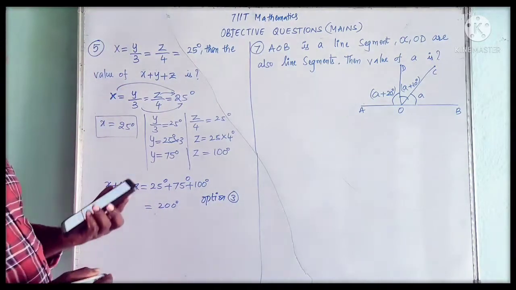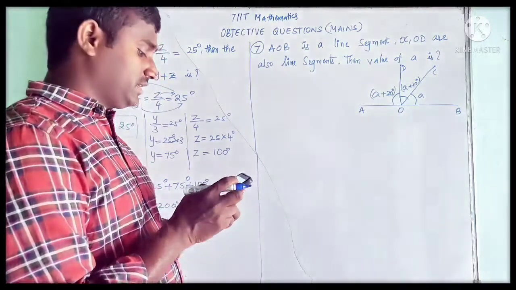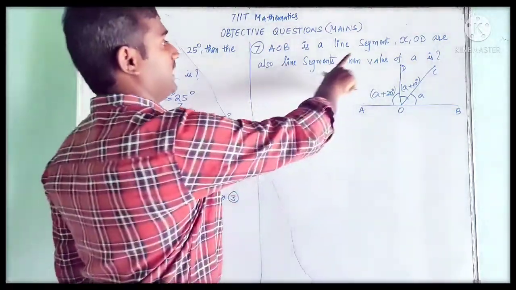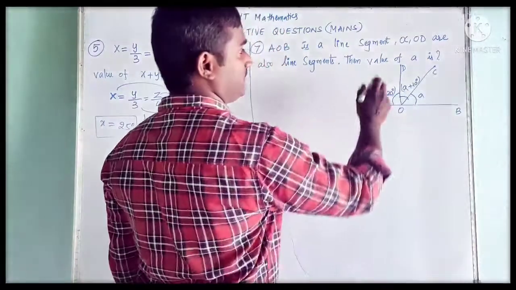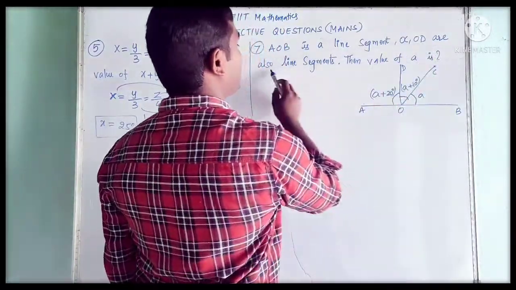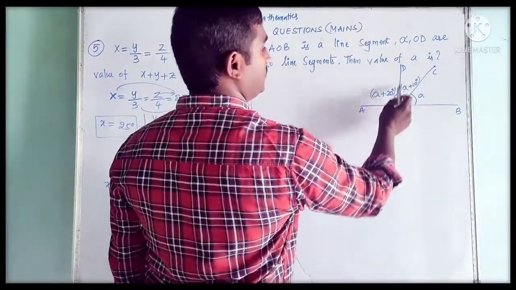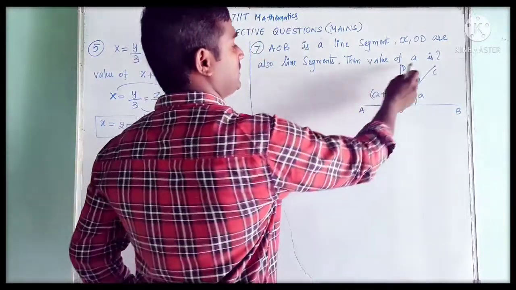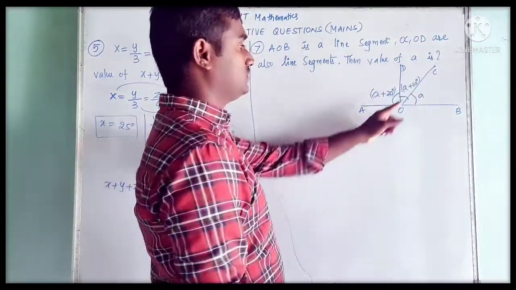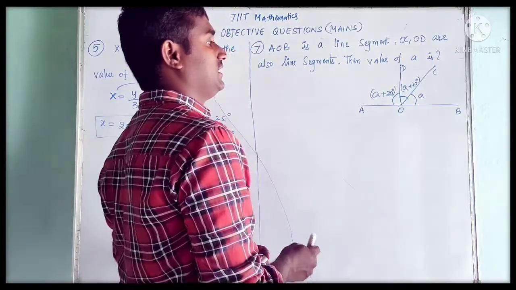Okay, so next, the seventh question we are going to discuss. AOB is a line segment, and OC, OD are also line segments. Then the value of A we need to find. So from the given question we need to find the A value.